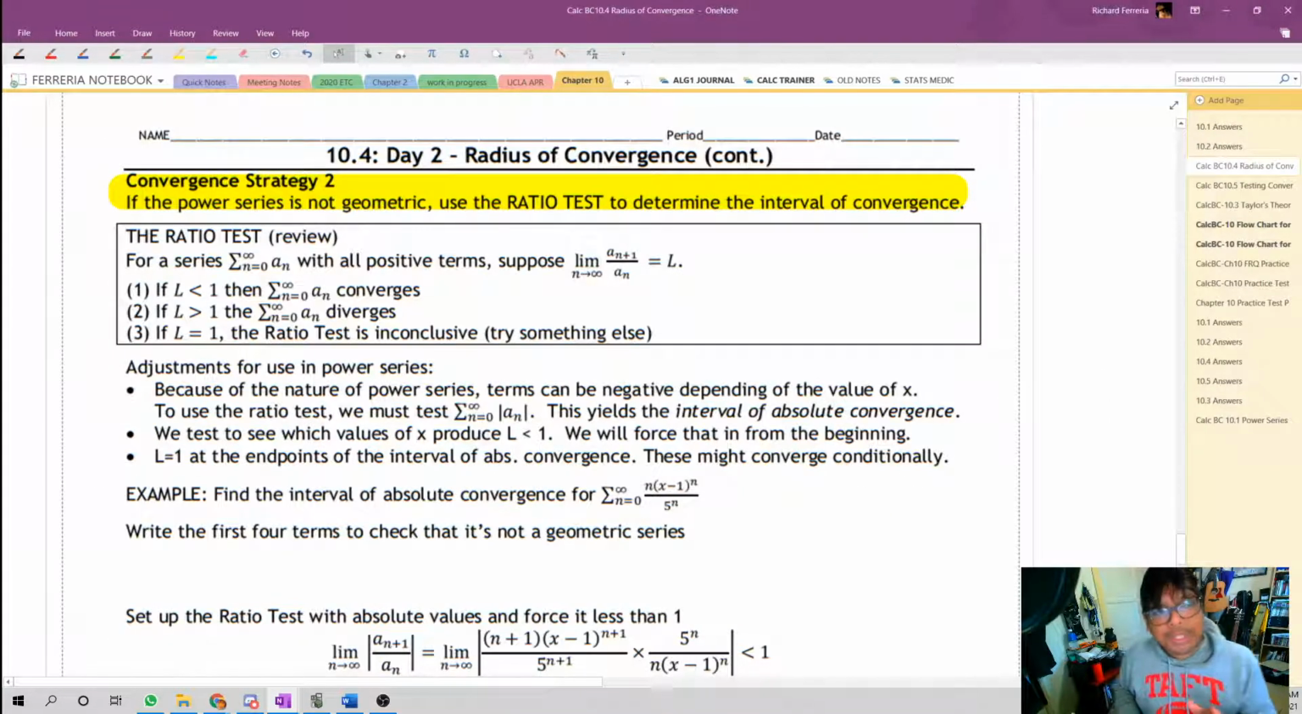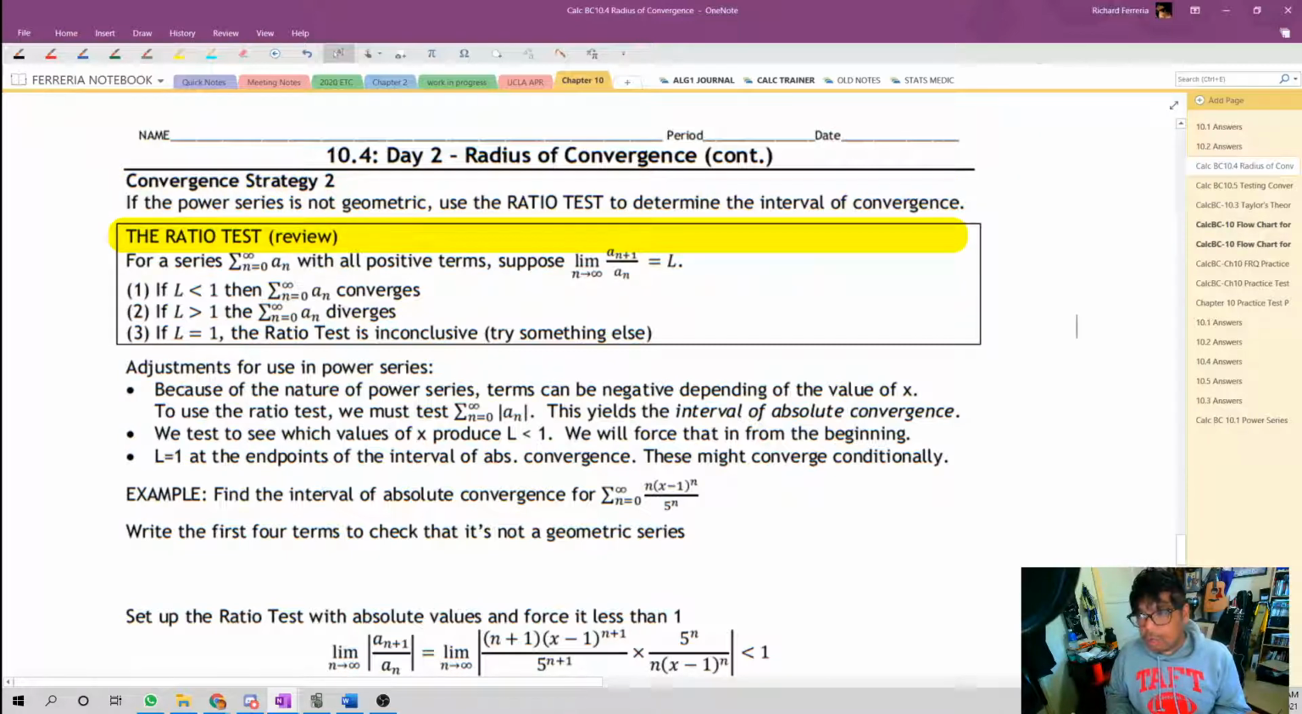Strategy 2 is actually the place where we get in a lot of trouble. In strategy 2, we only use it if the power series is not geometric. And if that happens, we go to the ratio test to determine the interval of convergence. Just to refresh your memory, here is our review of the ratio test. If we take the limit of the absolute value of a_(n+1) over a_n, if the limit is less than 1, the series converges.